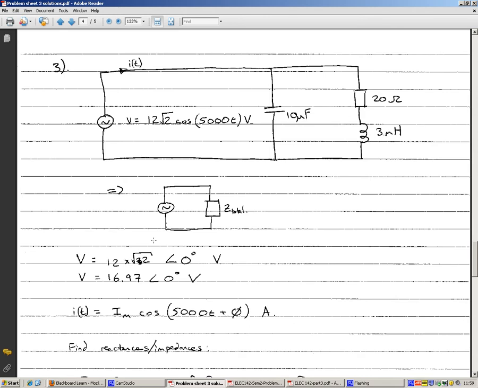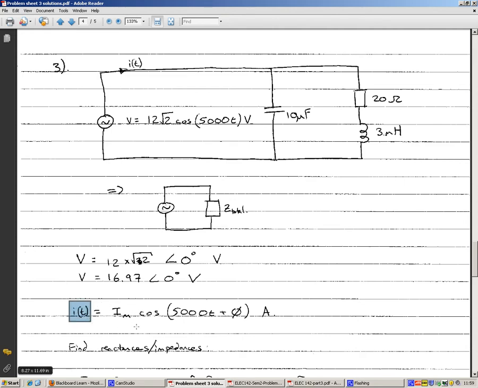So what we've got here is our voltage source. This is a little bit different. This is presented as having a magnitude of 12 root 2. When we go on to talk about RMS values in later lectures, you'll understand why this RMS term and the root 2 is significant. So all we've done is convert our voltage into its phasor form, as we always do when we solve these questions. So the magnitude of this is 12 times root 2 at an angle of 0 degrees, and that gives a magnitude of 16.97.